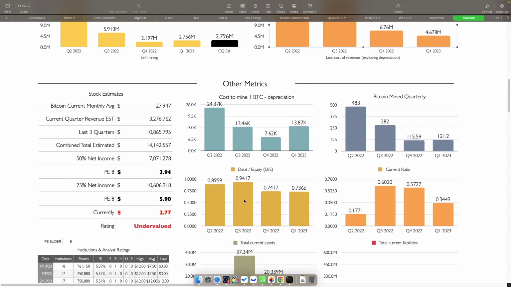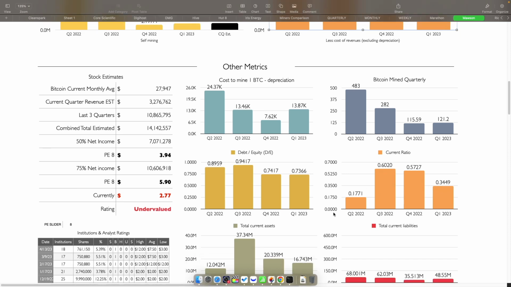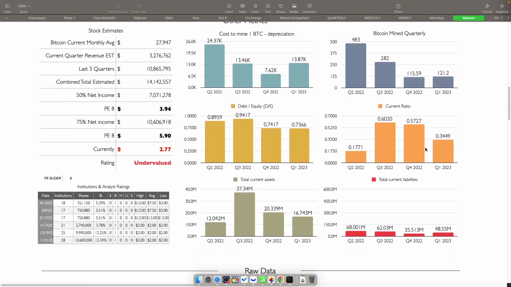Debt to equity has come down a little bit here as well. It stayed flat from Q4 to Q1, 0.73. Current ratio has come down here to 0.344. That's also concerning a little bit, but still not too bad. We'd like to see that above one. Total current assets has also been coming down ever since Q3.